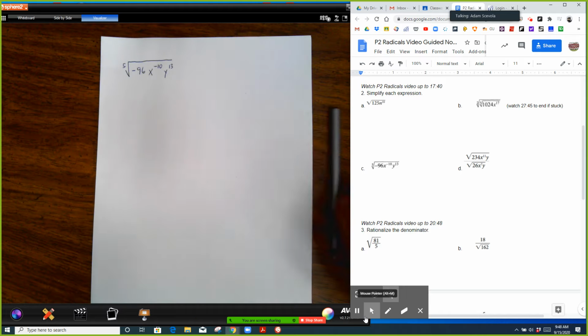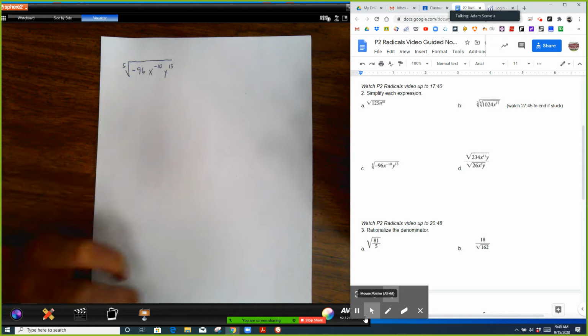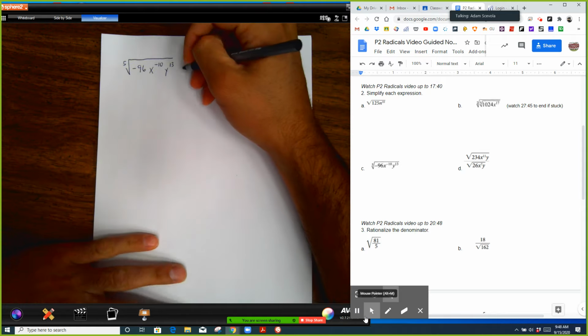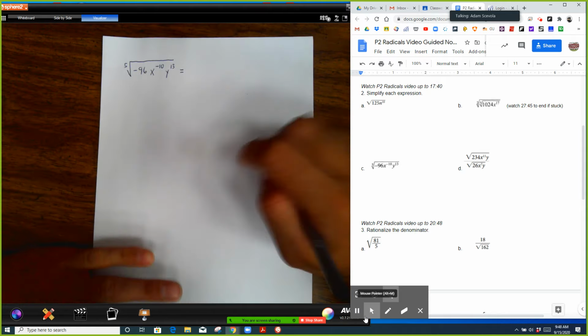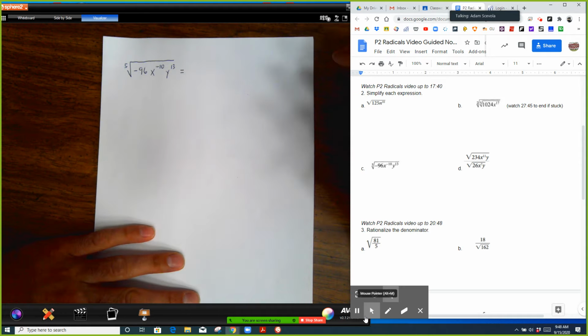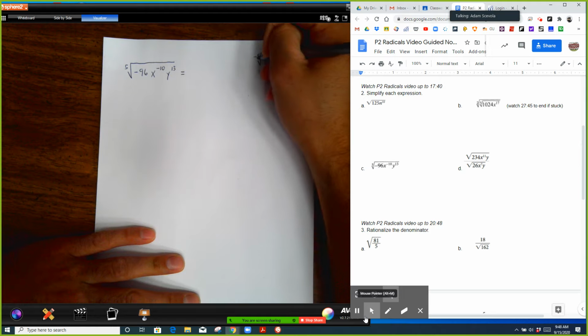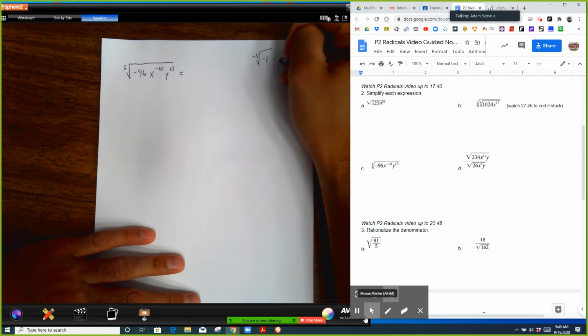All right, so let's simplify the fifth root of negative 96, x to the negative 10th, y to the 13th. So negatives are confusing, so I like to just take care of them right away so I don't have to worry about them. So first, the fifth root of negative 96 is like the fifth root of negative 1 times the fifth root of 96.